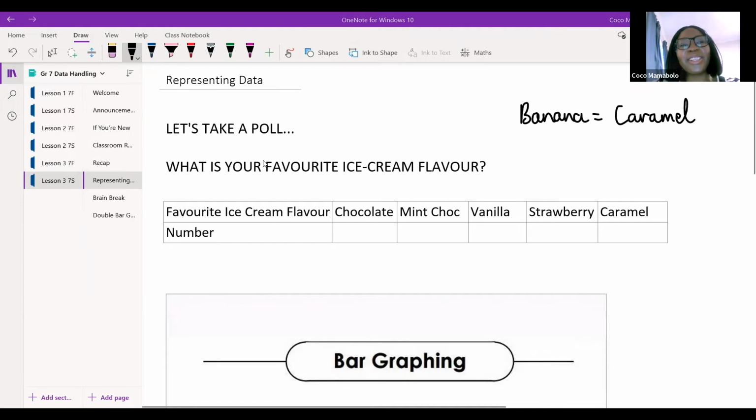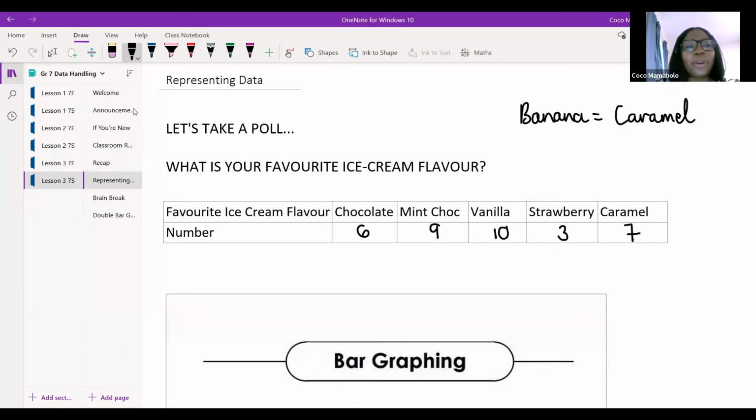All right, excellent. So we're going to take down all of this information, guys. Chocolate is 6 people. Mint choc is 9, Lord knows how. Vanilla is 10. Strawberry is 3. And caramel, sensible people, 7. All right, so we're going to take the information we've got.